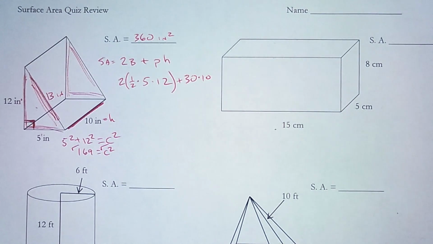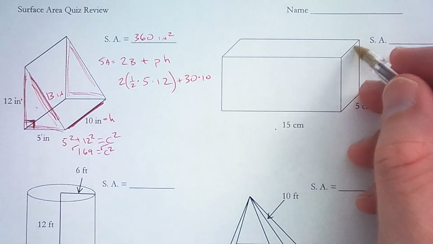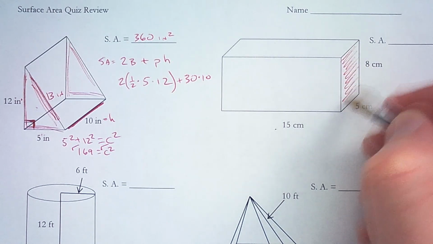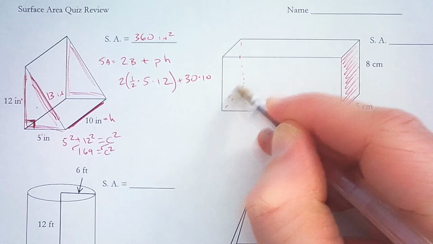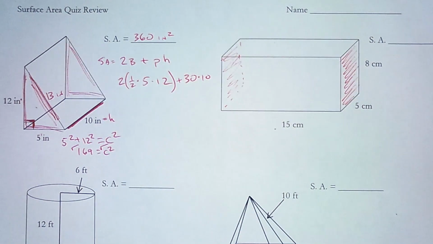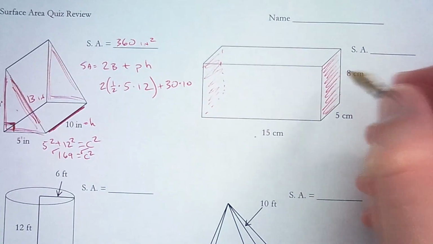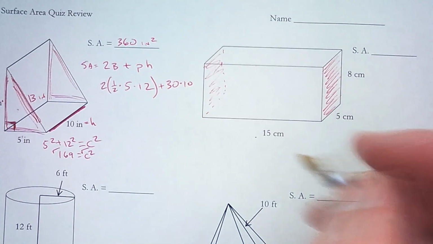Next we have a rectangular prism. For a rectangular prism, any rectangle can count as the base. Let's use this right side. So the right side is a base, which means the left side, that's kind of hiding over here, is the other base. So 2 times the area of the base gets us those 2 rectangles.